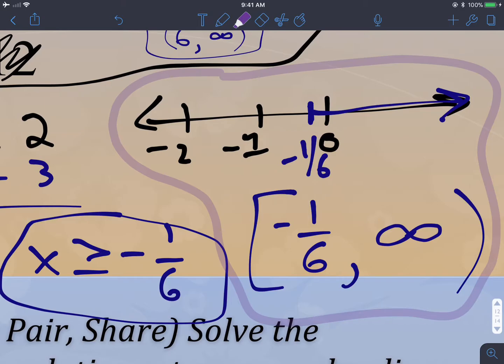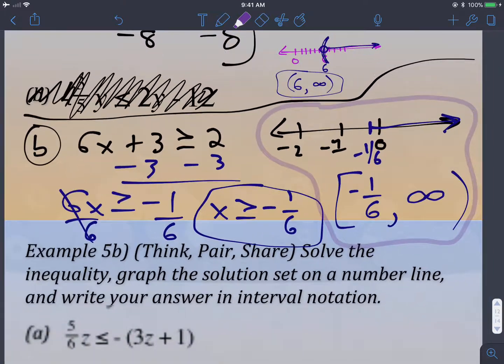Wait, so my bracket was fine, I just had to flip. Yes, yeah. If you're going to positive infinity, you have to put that on the right. Positive infinity is on the right. Negative infinity is the one on the left. Good. Other questions?